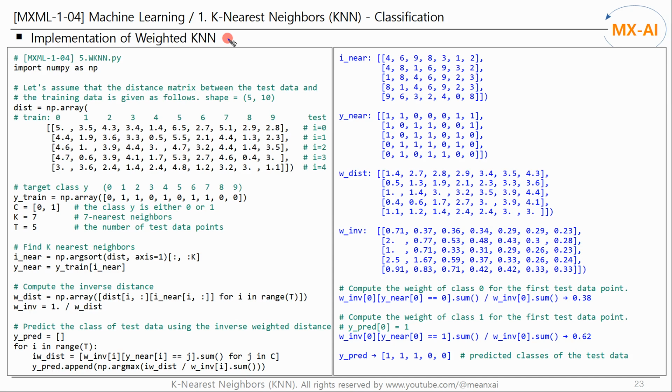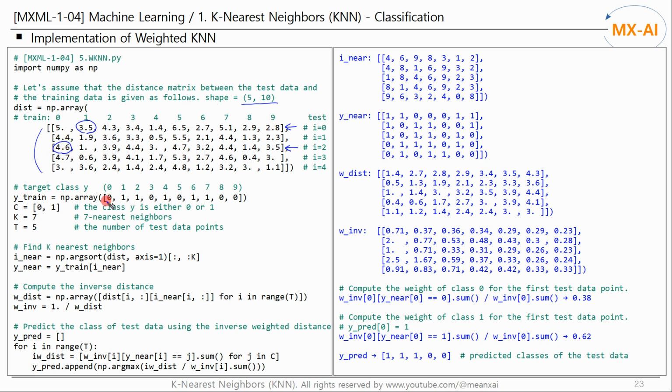Next, let's implement weighted KNN in code. To simplify the problem, let's assume that a distance matrix is already given as follows. There are 5 test data points and 10 training data points. So the distance matrix has 5 rows and 10 columns. For example, the distance between the first test data point and the second training data point is 3.5. And the distance between the third test data point and the first training data point is 4.6.